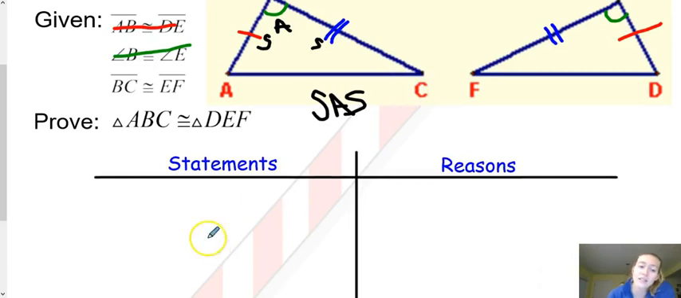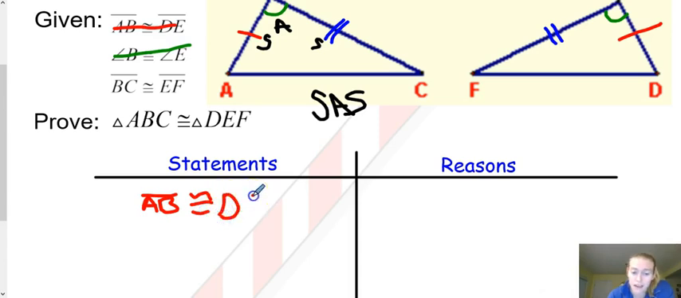So the last step is to come down here and put our statements. The first thing you should always put are your given pieces. So my first given information that I used was that AB was congruent to DE. And why could I say that? Because they gave it to me.